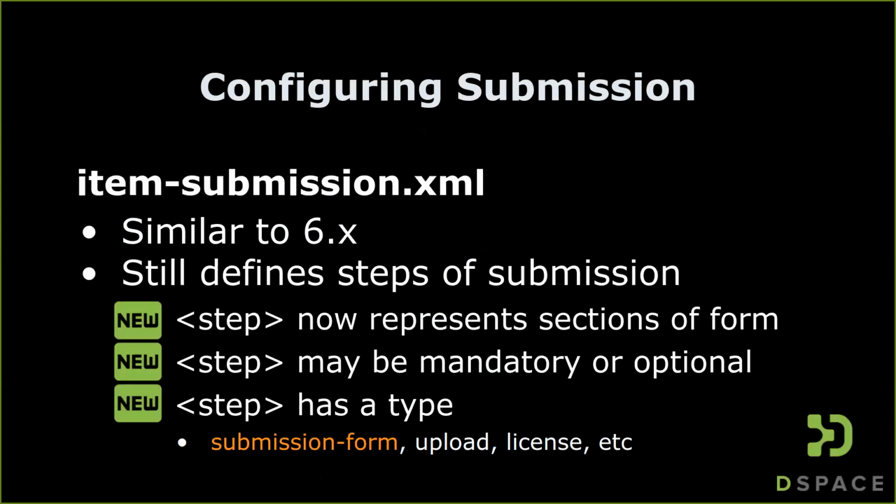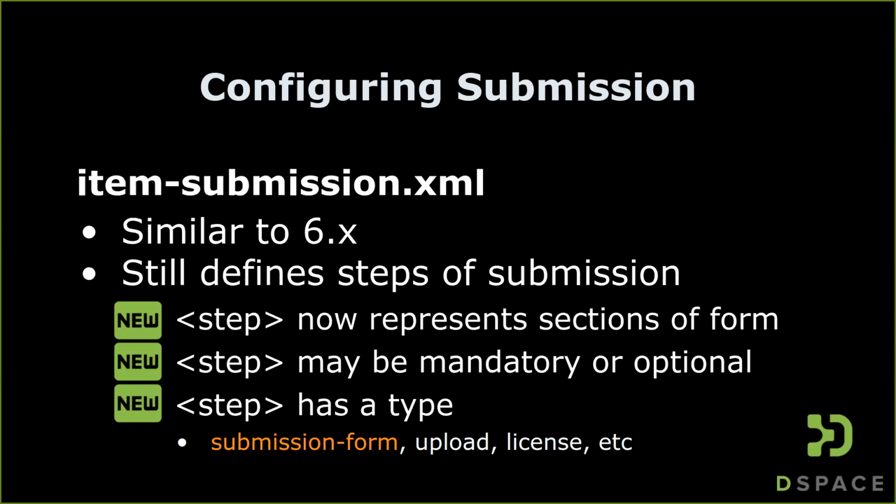Let's move along here. The item submission XML is that main configuration that lets you define the steps that are available in your submission. So a step tag now represents a section within that form, and you can decide whether that section is mandatory or optional, whether they actually have to fill something out there or not. A step section also has a type. Most of your step sections will have a type that they are a submission form, in which case they're configured in that submission form.xml file, which we'll see in a second.